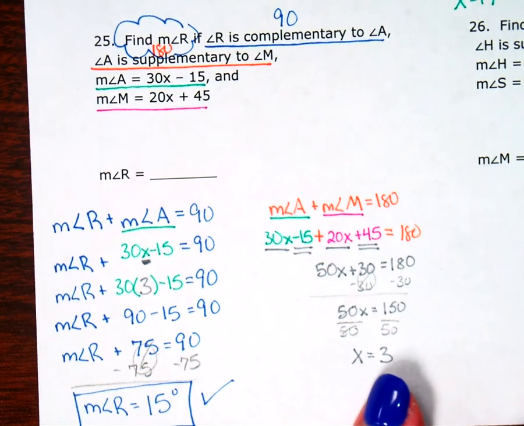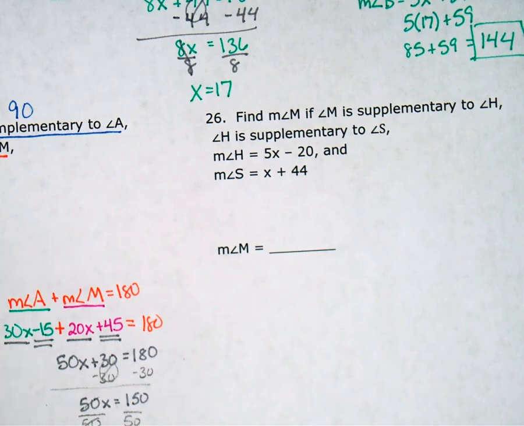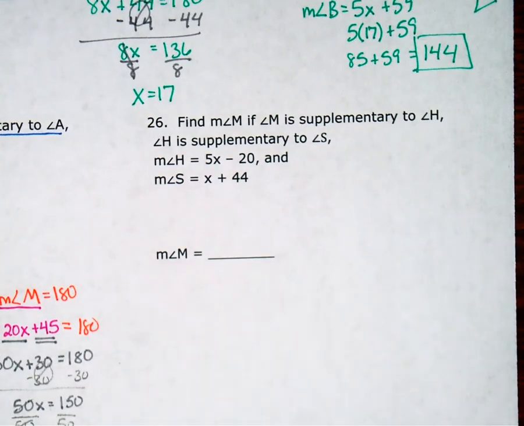Okay? Let's try another one of those. Let's look at number 26. For number 26, I have find the measure of angle M if the measure of angle M is supplementary to angle H. Angle H is supplementary, so they're both supplementary this time, to angle S. Angle H equals 5x minus 20, and the measure of angle S equals x plus 44.